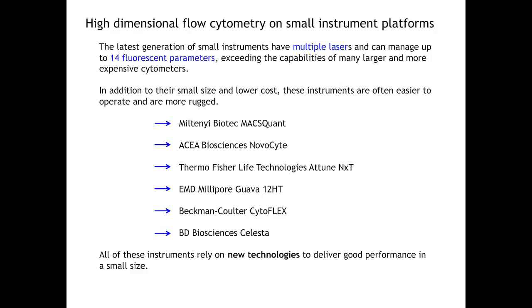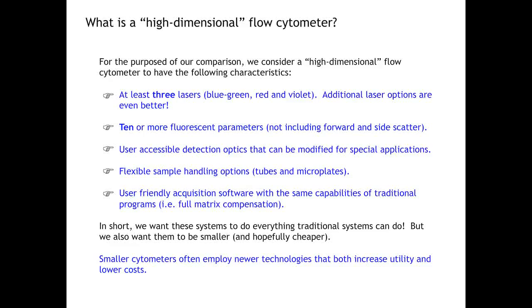the Miltenyi instruments, the ACEA Biosciences NovaSite, the Thermo Fisher Attune Next, the Guava series manufactured by EMD Millipore, the more recent Beckman Coulter CytoFLEX, and the BD Biosciences Celesta are actually only a sampling of the instrumentation that we have out there. Not only are these instruments capable of high-dimensional analysis, but they also rely on new technologies that allow flow cytometry to be done better, but also at a lower cost.